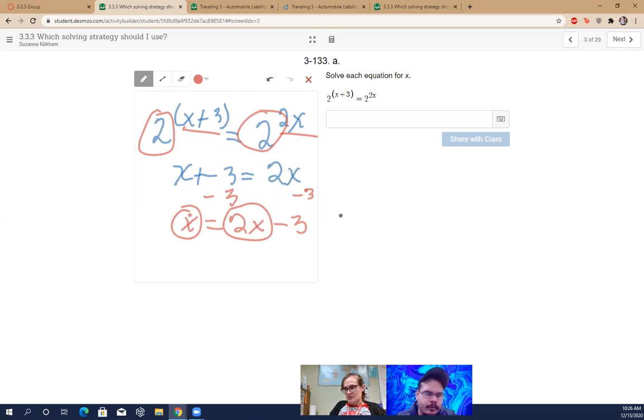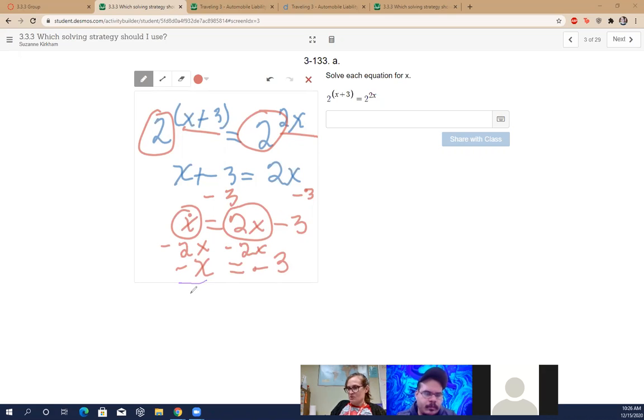Okay, let's do this. We're going to go minus 2x from both sides. x take away 2x is a negative x equals 2x minus 2x is 0. And then we've got our minus 3. So what does x equal? Yep, x equals 3. So we have to divide both sides by -1, and then we'll get x equals 3.